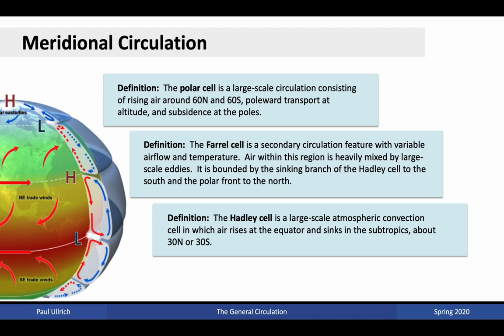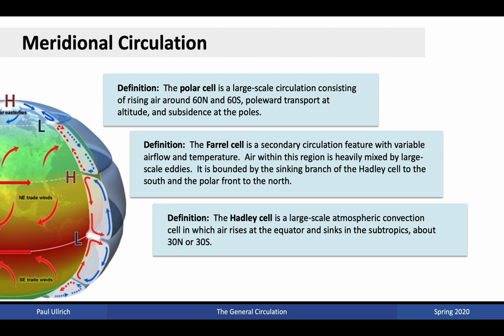The Ferrel cell is the second cell in this model. It occurs primarily in the mid-latitudes as a secondary circulation feature with variable airflow and temperature. The air within this region is heavily mixed by large-scale eddies. Nonetheless, we have sinking motion that approximately occurs in the subtropics associated with the sinking branch of the Hadley circulation. We also have a rising branch in the polar latitudes close to about 60 degrees north and south. This is associated with air that rises along the polar front.